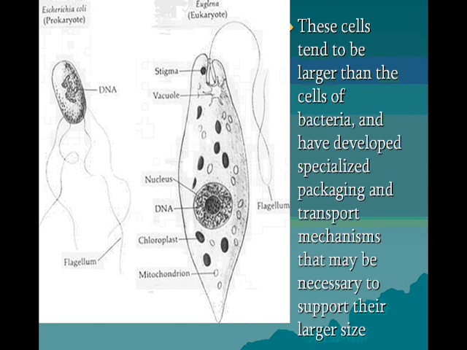Eukaryotic cells tend to be larger than prokaryotic cells. And prokaryotic cells are those that do not have a nucleus. Those are things like bacteria, where the DNA just kind of floats around in the cytoplasm. It doesn't have a really sturdy case enclosing the DNA like this eukaryotic cell does. Eukaryotic cells are larger. They have developed specialized packaging and transport mechanisms. It's just a lot of different pieces working together, whereas a prokaryotic cell has really only a cell membrane, cytoplasm, and ribosomes, and then the DNA floating along in there.